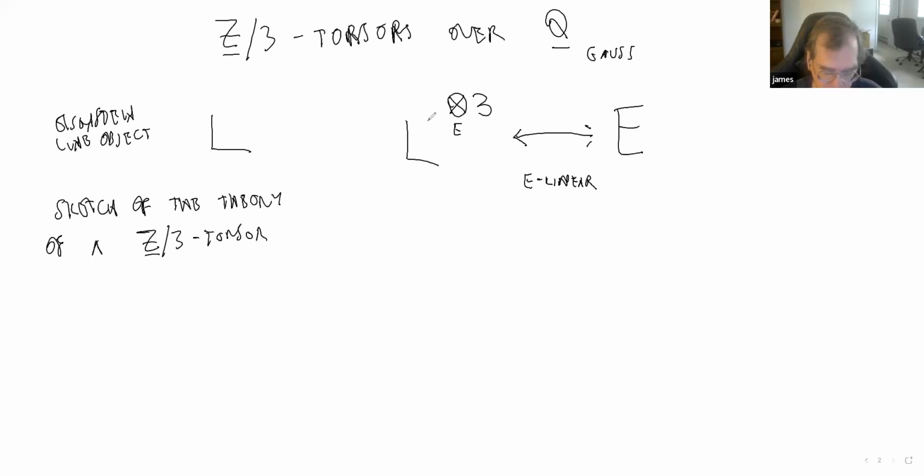An isomorphism between those two things. I'm getting confused. You have that in addition to the isomorphism you just wrote down? That's right.